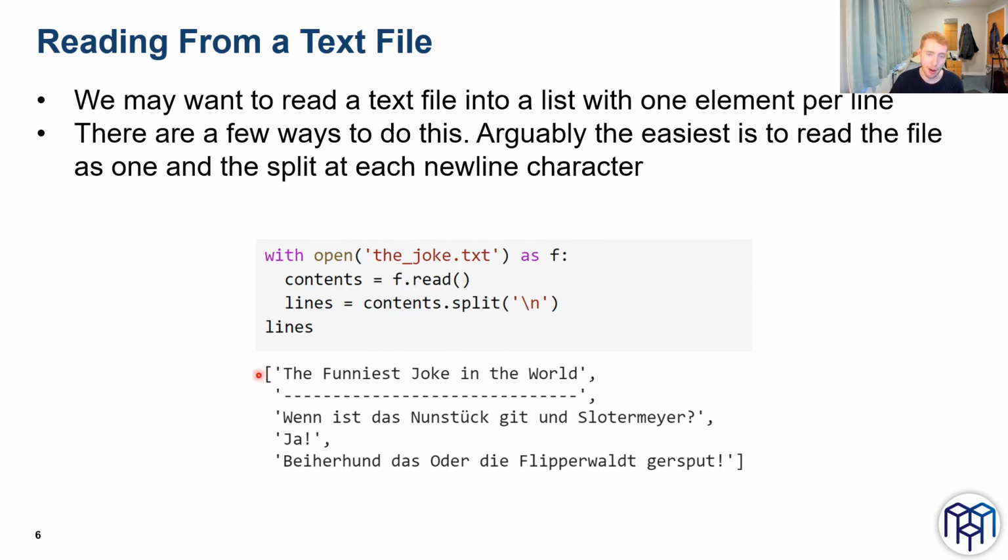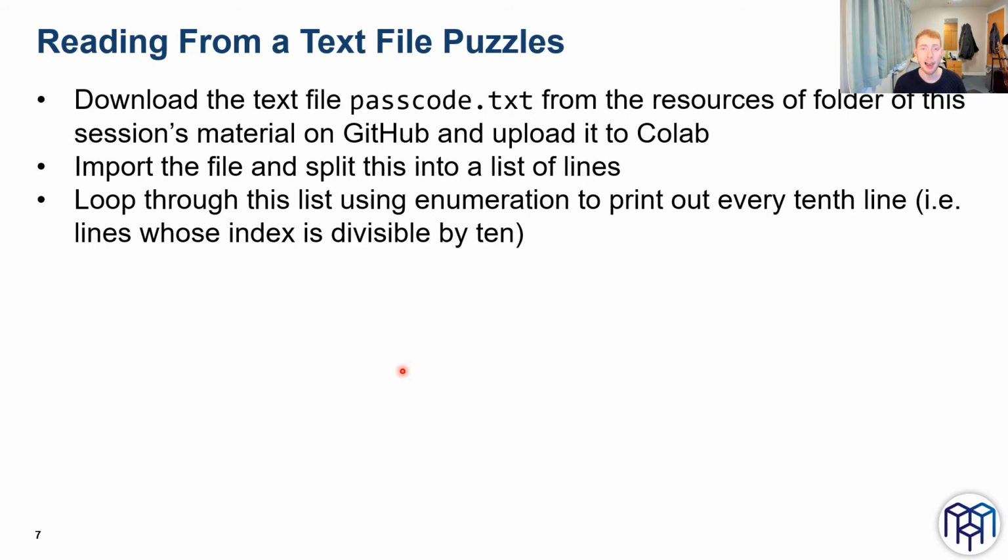Then we'll see that we now have a list, so square brackets, where each element separated by commas is the strings representing each line of the original text. So that's how we can approach something like that. So with that, let's have a go at working on a puzzle around reading text. Instructions are here. We'll come back in a moment to look at the answer to that.